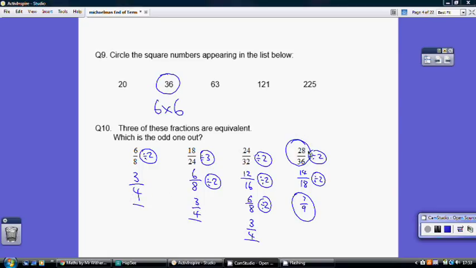Whereas with the last one, if we halve top and bottom, we get 14 over 18. If we then halve top and bottom again, we get 7 over 9, and that can't be simplified any further. So which is the odd one out? 28 over 36 is the odd one out, because that does not simplify to 3/4.